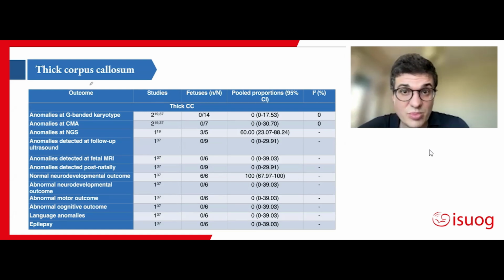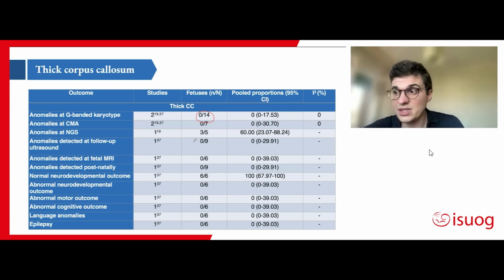But when it is present in isolation and the length of the corpus callosum is normal, and we can identify the rostrum and the splenium, the outcome might be more favorable than what we think. This is the data from the meta-analysis that we recently published. It's very few cases, only 14 cases of condition labeled as isolated, and the outcome is generally favorable.